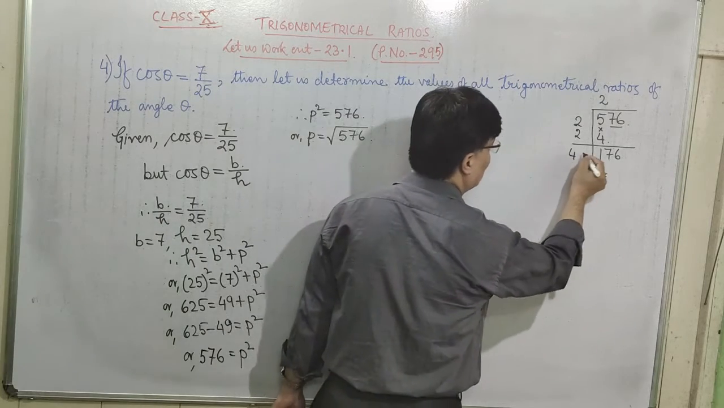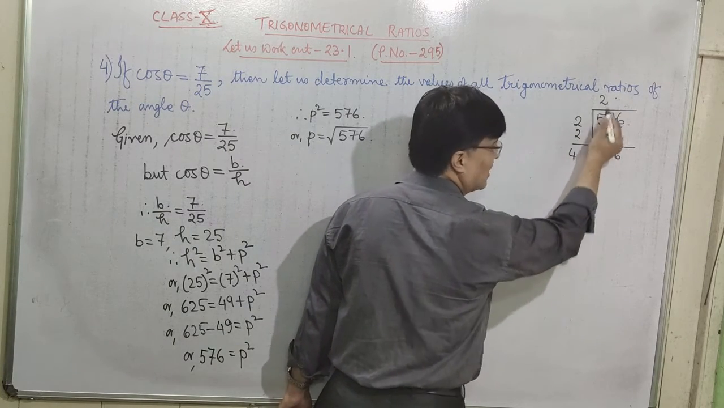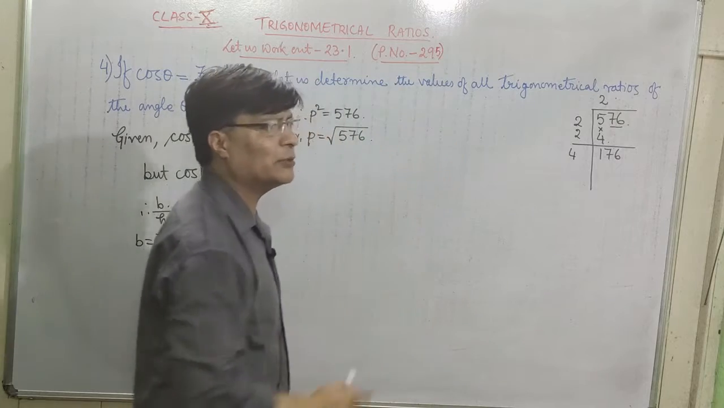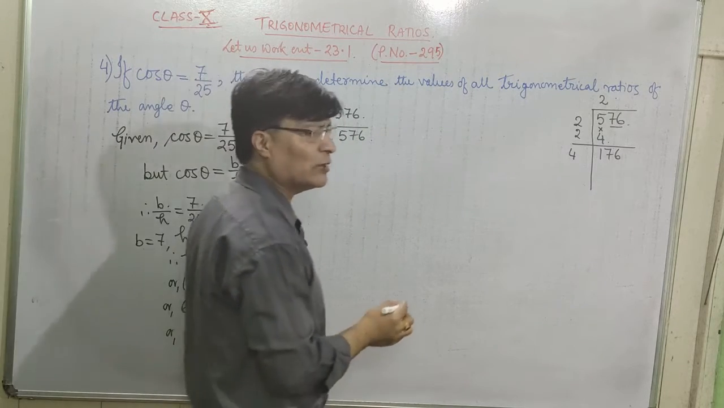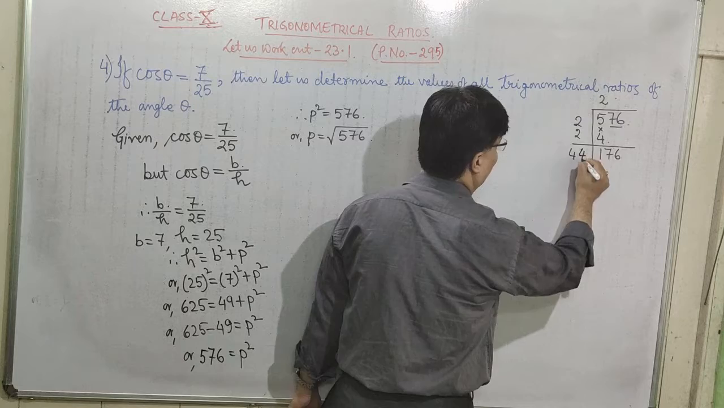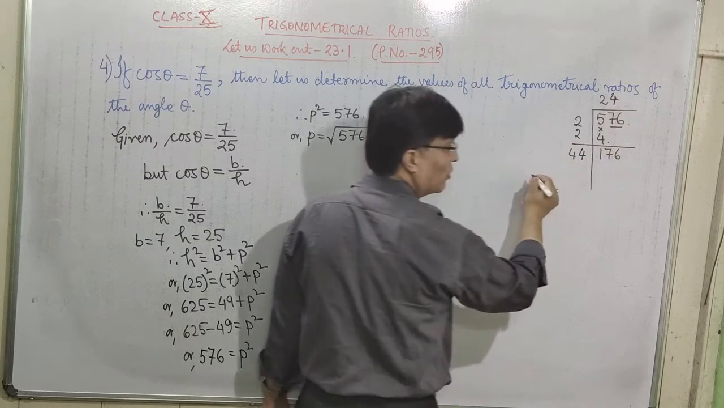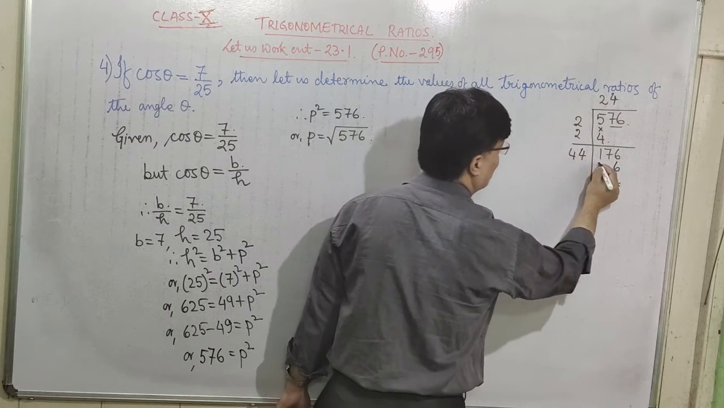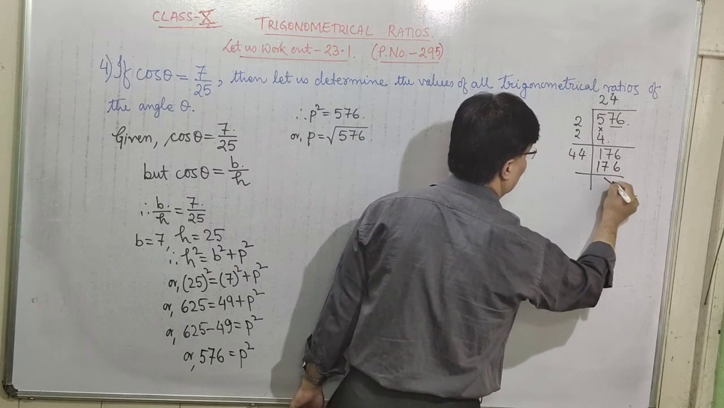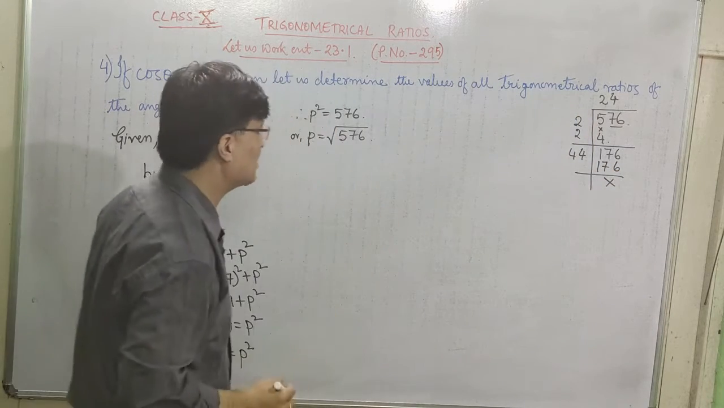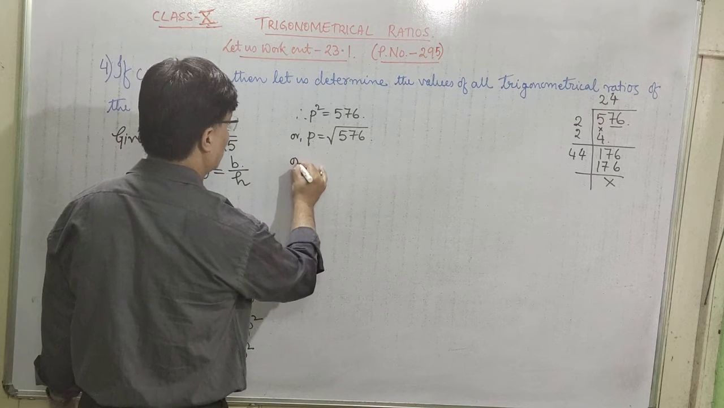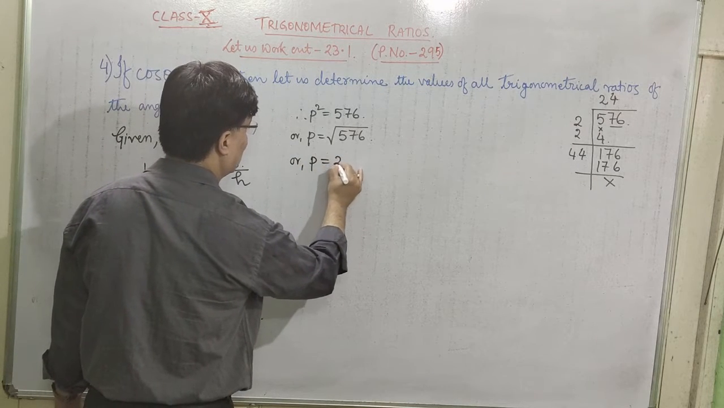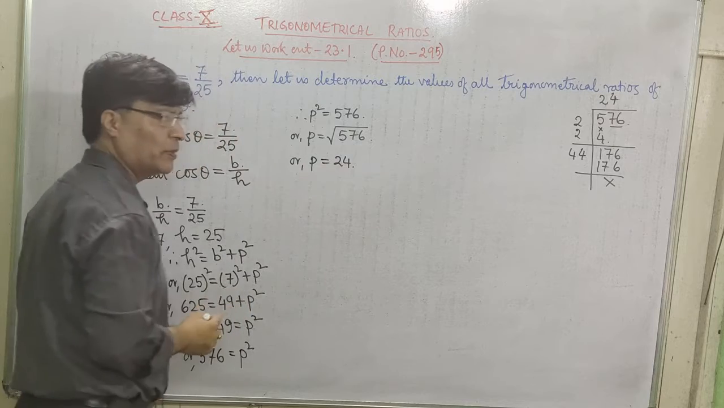Okay. So now here you should write down the same number, so that after multiplication you should get 176. So it will be 4. This will be 4. So 4 4s are 16, 6, 1. 4 4s are 16 plus 1 is 17. So what is the square root of 576? It is 24. So here you can write p is equal to 24.